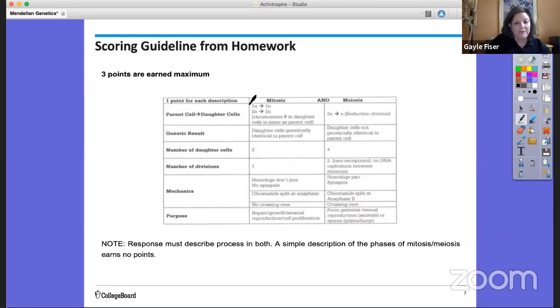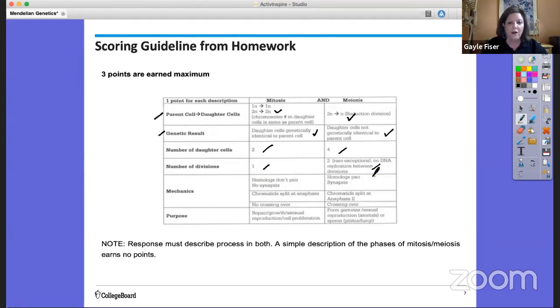Okay, so there were many ways to approach this. If your description was about the parent cell to the daughter cell, then you possibly said 2N to 2N in mitosis and 2N to 1N in meiosis. Or perhaps you approached it from genetic results. Daughter cell is genetically identical to the parent cell, or daughter cell is not genetically identical to the parent cell. Or number of daughter cells, 2 in mitosis, 4 in meiosis. Number of divisions, 1 in mitosis, 2 in meiosis. Or you could have talked about the mechanics.